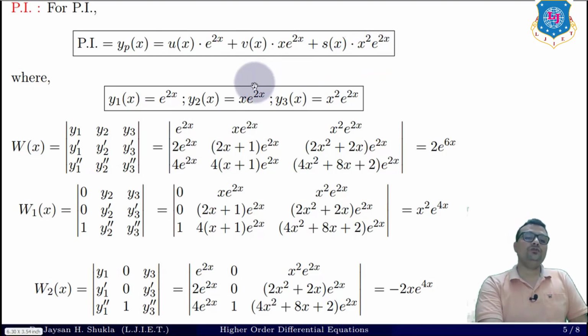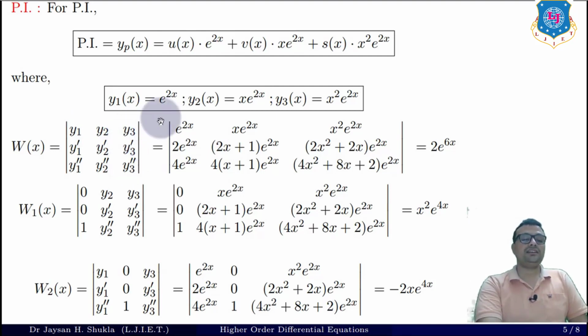Now to find u, v and s, we need three steps. The first step is identify y1, y2, y3, find Wronskians W, W1, W2, W3, take integration which will give you u, v and s, and then take input into y. So let us take y1 as e raised to 2x, y2 as x e raised to 2x, y3 as x square e raised to 2x. Now we know that W, Wronskian for y1, y2, y3 is the determinant of y1, y1 dash, y1 double dash, y2, y2 dash, y2 double dash, y3, y3 dash, y3 double dash.